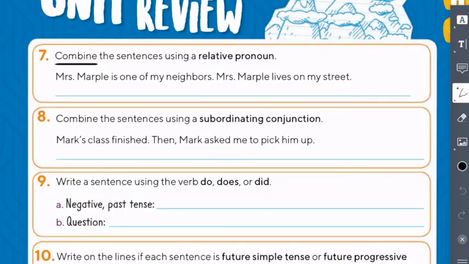Let's begin with the number 1. It says, let's read together. Combine the sentences using a relative pronoun, right? Excellent. Remember, a relative pronoun, it's a word that refers to another thing. Remember, we use them to avoid repeating the same pronoun. Easy. What are the relative pronouns? Here's a list.